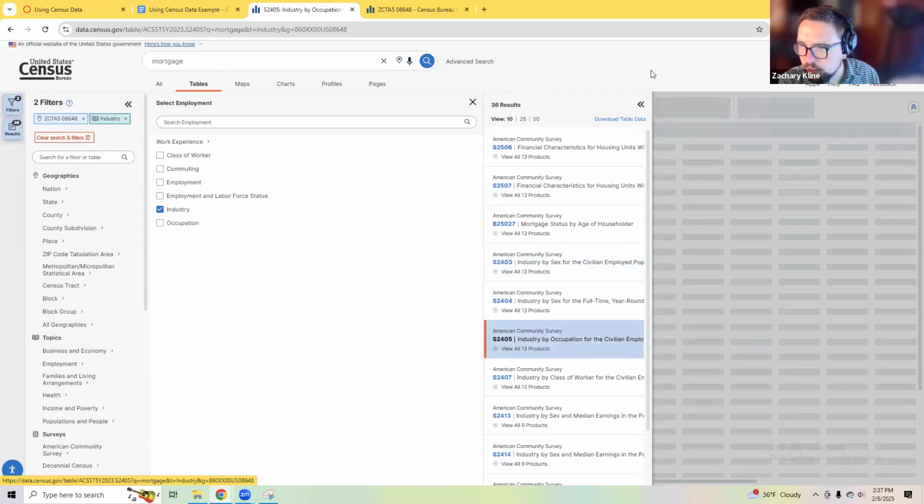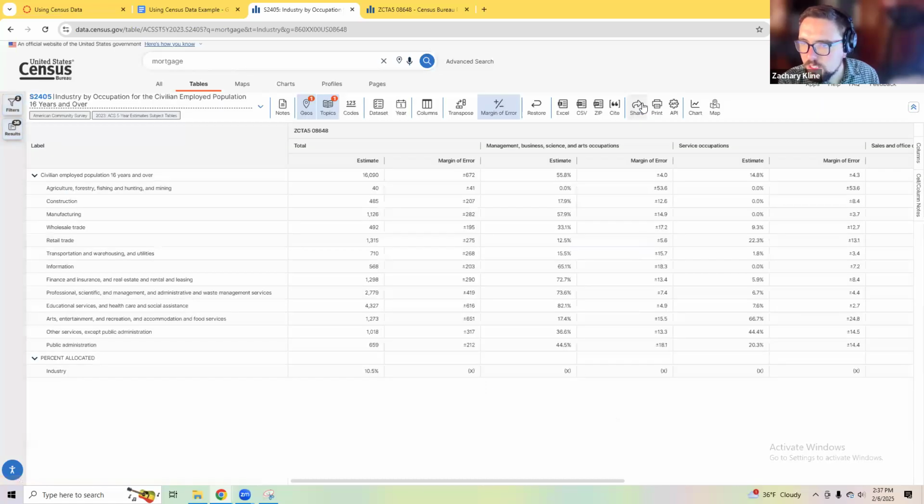Industrial occupation for the civilian employed workforce. Let's see what this is. This is industrial occupation for the civilian employed population aged 16 and older. So here are the different industries that are included as civilian employed. There are still 659 folks who work in public administration that are civilian employed. These could be contractors or perhaps folks who don't work directly for the local government, but work in administration one way or the other.